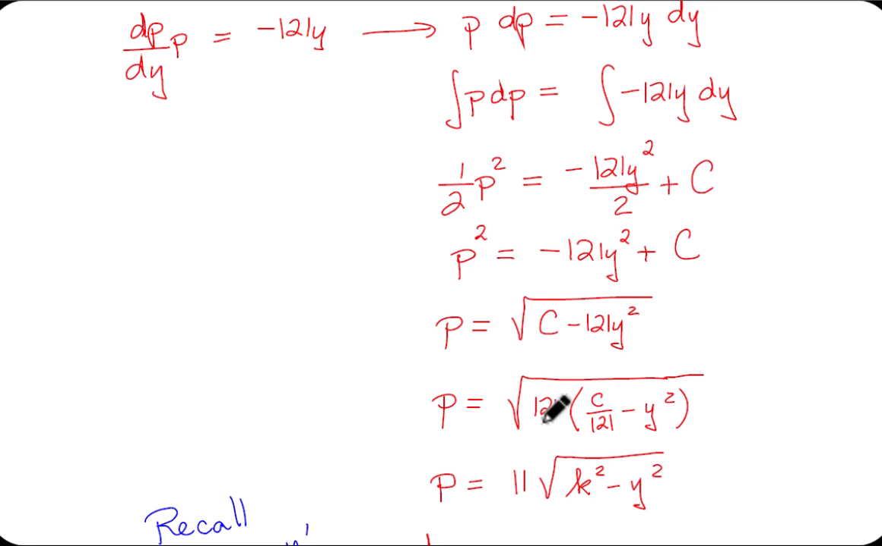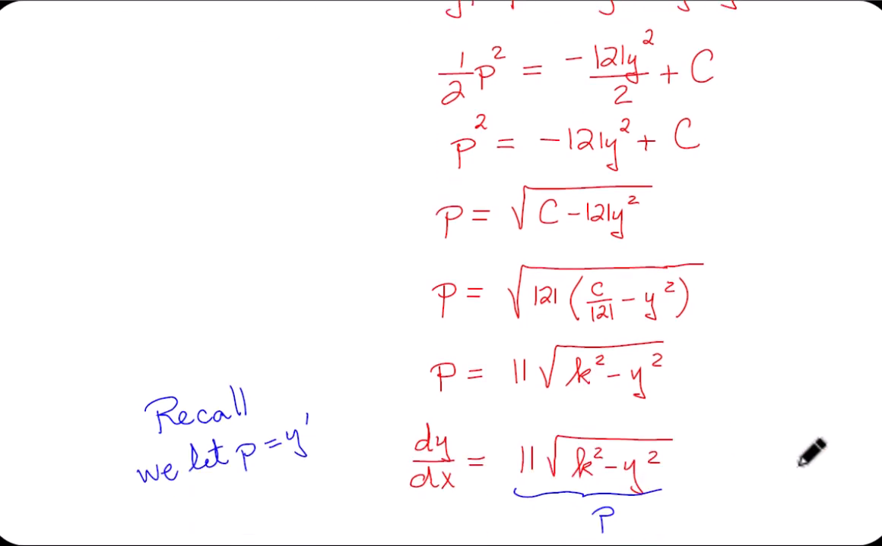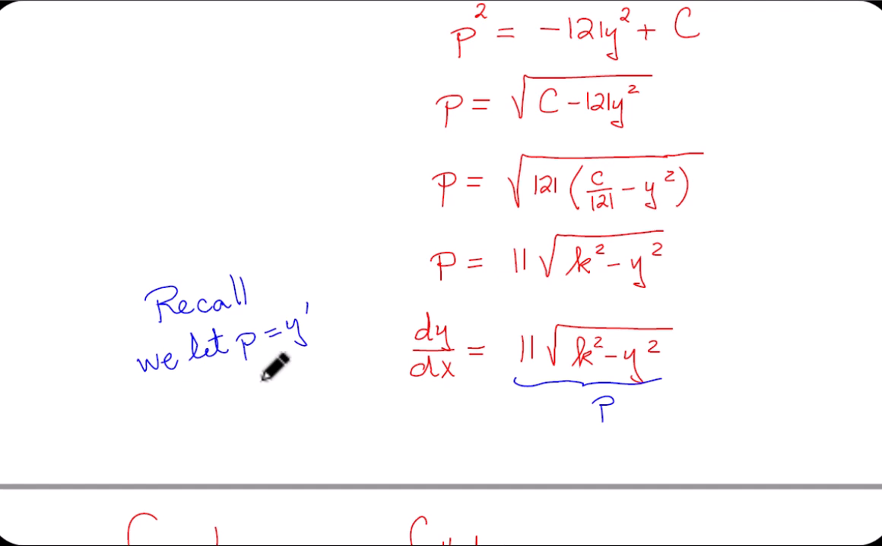Why 121? Because I know the square root of that. All right, so I'll do that. I'll get the y squared alone. And then I've got c over 121, which I'll just call some constant k squared. All right, now p was y prime. So now, looking at this, it is p dy dx.